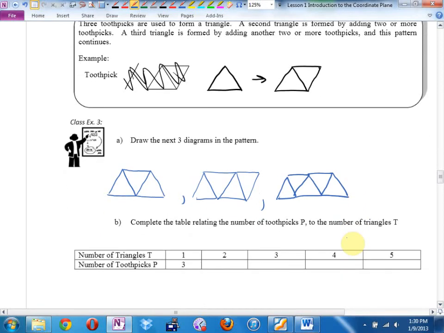What we want to do is try and turn this picture into a table of values, into an equation, into a graph. Follow that? So we're going to relate the number of toothpicks to the number of triangles. How many toothpicks in this first picture right here? 3. How many triangles? 1. How many toothpicks in this second picture here? So we could say that 5 toothpicks gives you 2 triangles, or 2 triangles needs 5 toothpicks.